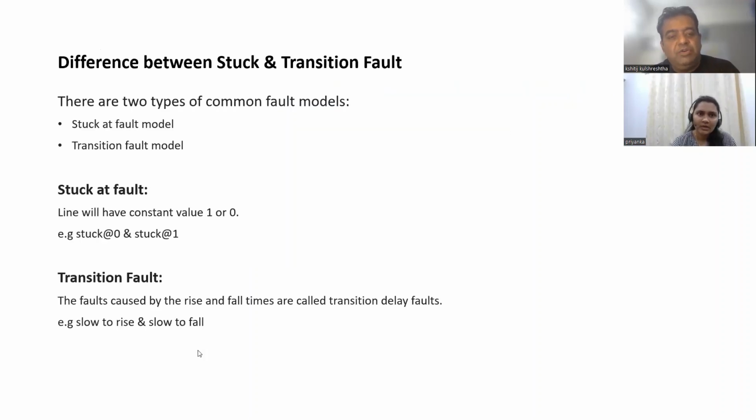When you are just trying to do the structural testing. Yeah, this slide is going to explain about it.